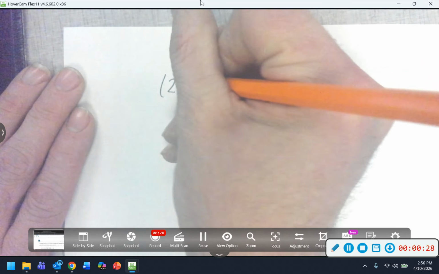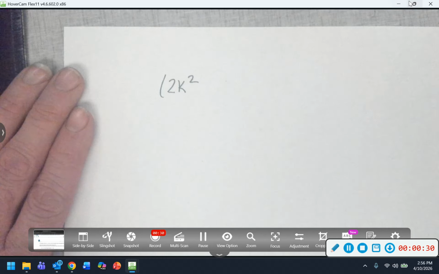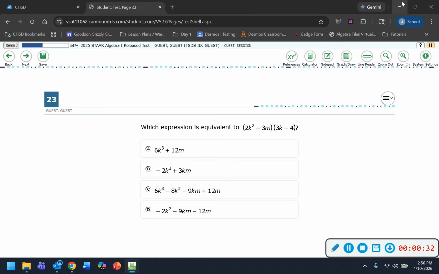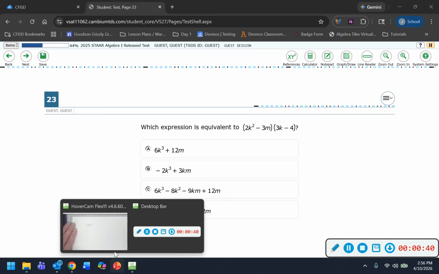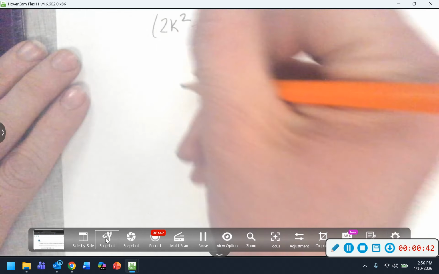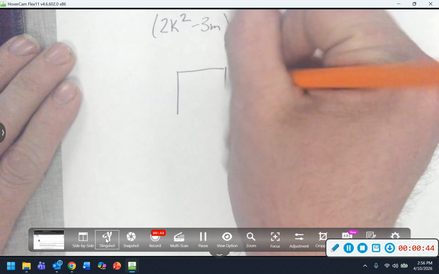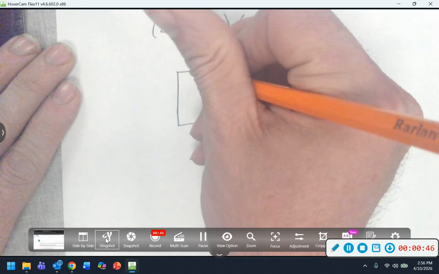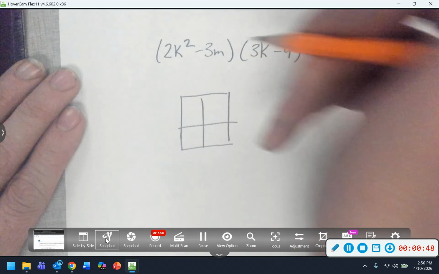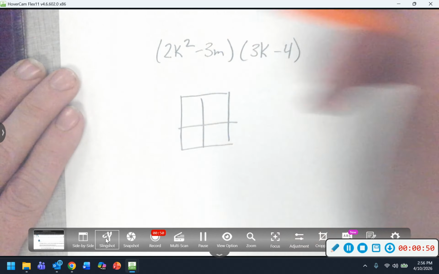First thing, let's write down our expression. It was 2k squared minus 3m times 3k minus 4. So what I'm going to do here is I'm going to set up our box and multiply these two things using that strategy.